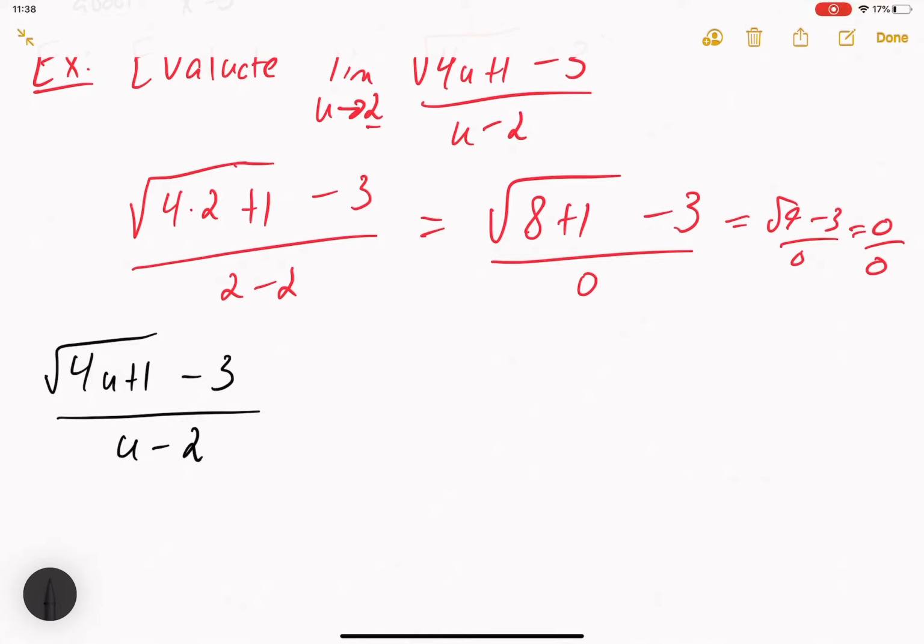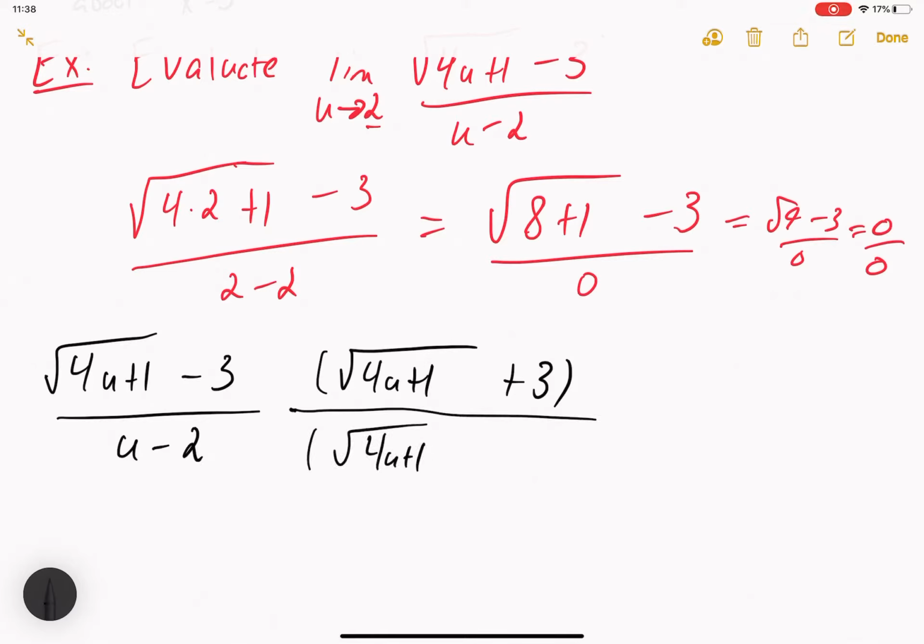So what we're going to do here is multiply by something called a conjugate. The conjugate we typically talk about in terms of complex numbers, but we want to talk about it with respect to this. This is typically what happens when you have a square root minus something without a square root. So in this case, we keep the first thing the same, the square root of 4u plus 1, then plus 3. And we divide that by the square root of 4u plus 1 plus 3, because we can only multiply by 1. The conjugate of this would be this right here, but instead of the minus 3, you change it into a plus 3.